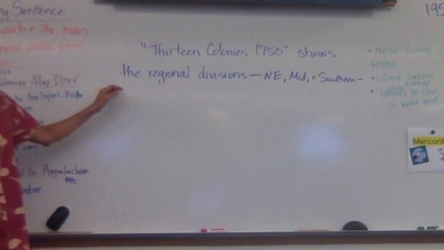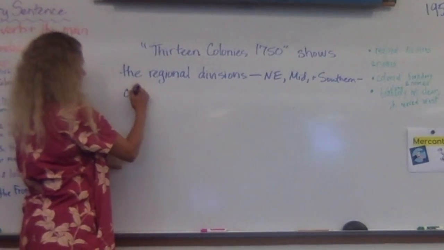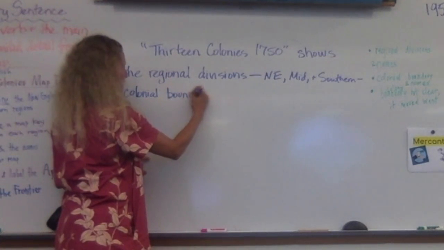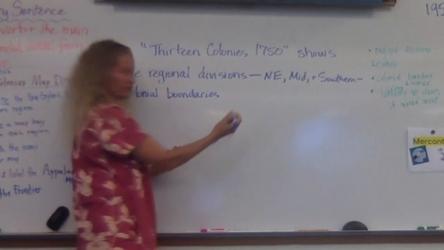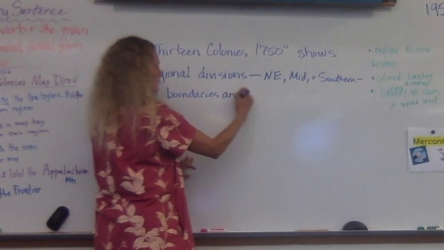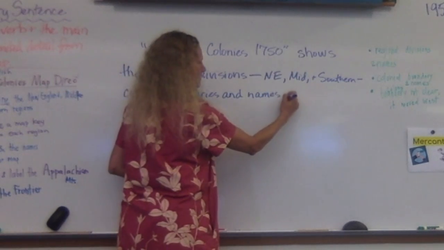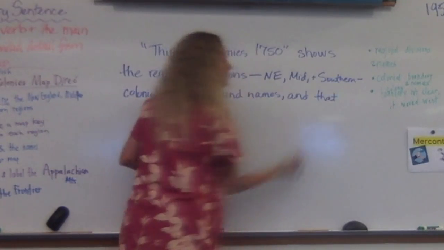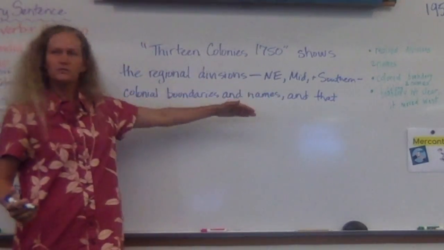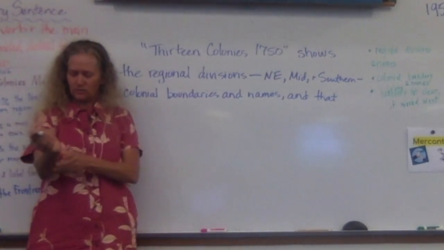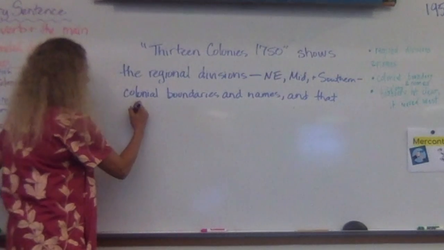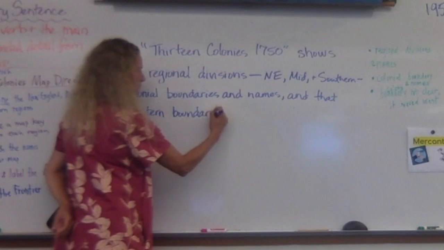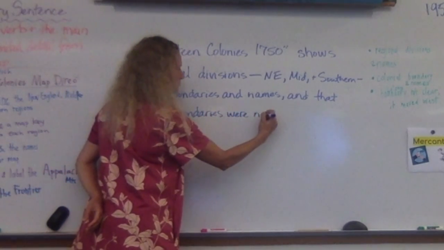What else does it show? Colonial boundaries and names. We're not going to list all 13 names because that would clutter the sentence. Comma, and that the boundaries weren't clear. Which boundaries especially were not clear? Western. And that western boundaries were not clear. Period.